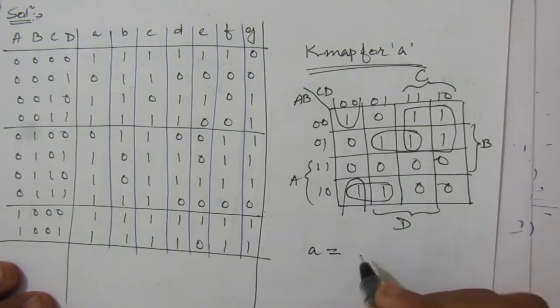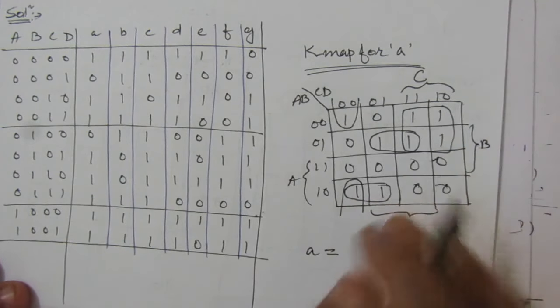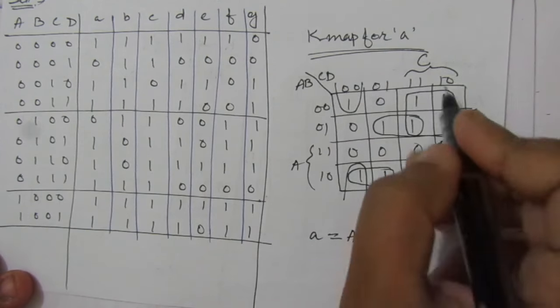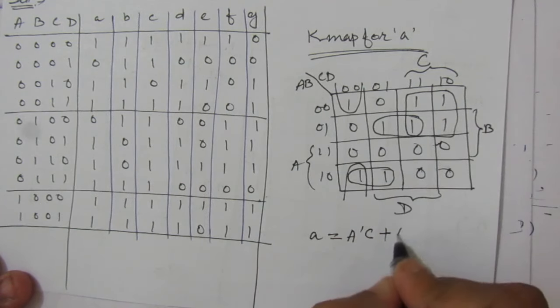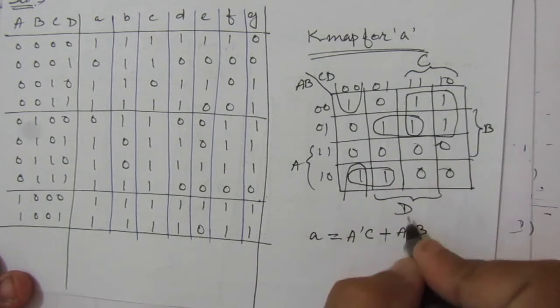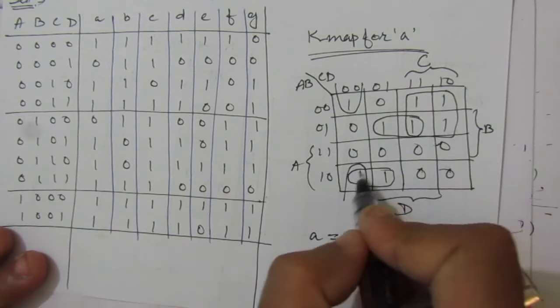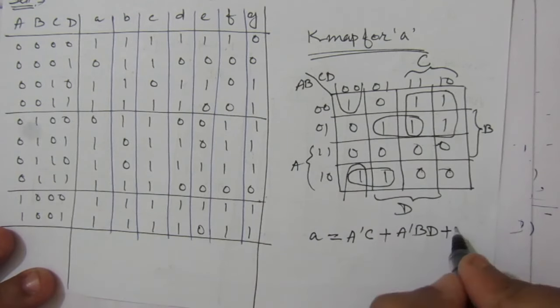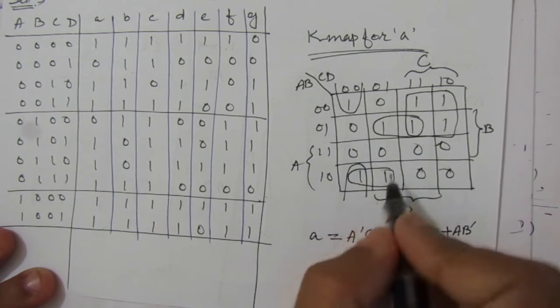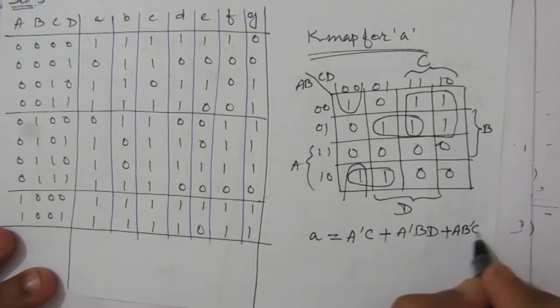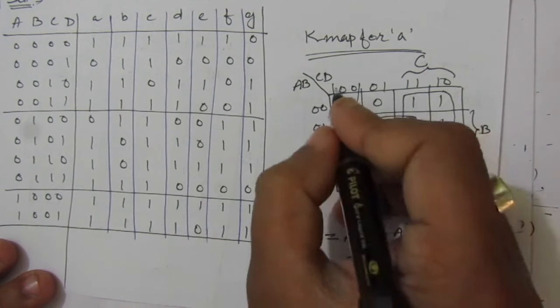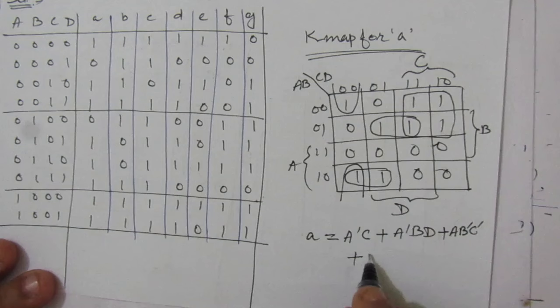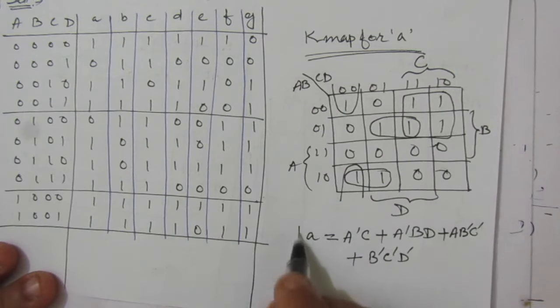So the expression for A, let us write down. Suppose for this combination, what will be the expression? We'll have A bar, and from this side, we'll have C: A bar C. Plus, from this term, you will get A bar B, and from these two rows we'll get D: A bar B D. Plus from this combination we will get A B bar, and from these two columns we will get C bar: A B bar C bar. The last term will be plus B bar and C bar D bar. So this is the expression for A.